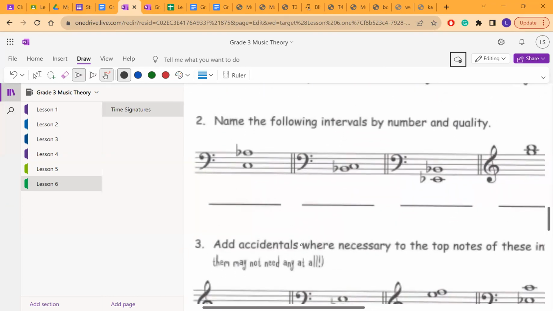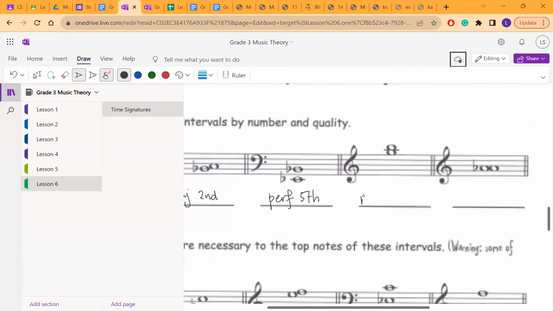Name the following intervals by number and quality. Okay. Minor sixth. C to A flat, minor sixth. Major second. Perfect fifth. Here. Major third. And we don't call it a first, we call it the unison. Perfect unison. And unisons are perfect, yes.